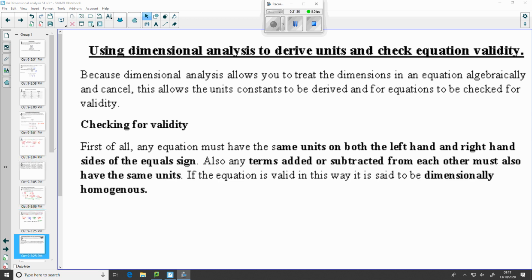Let's move on to using dimensional analysis to derive units and check equation validity.